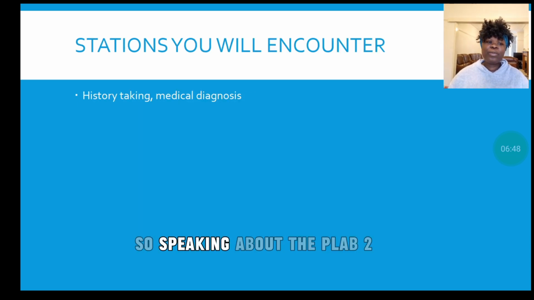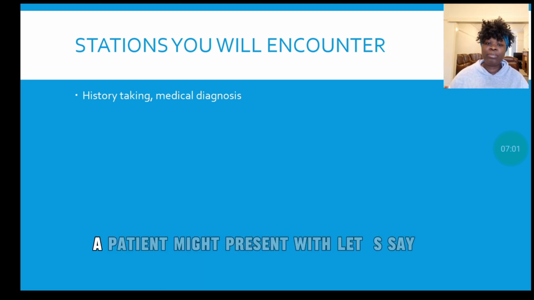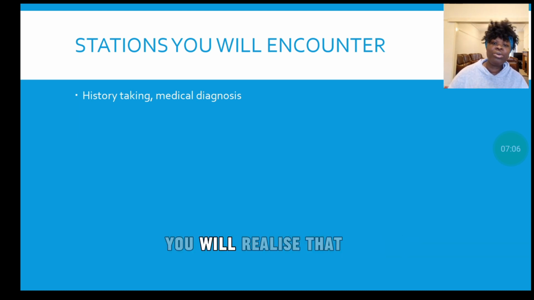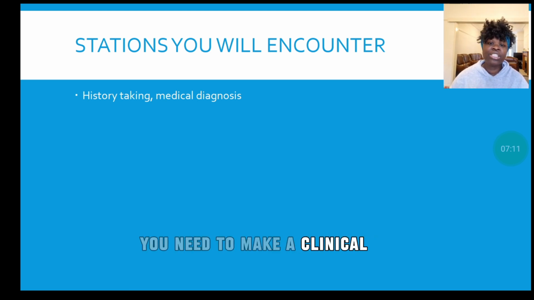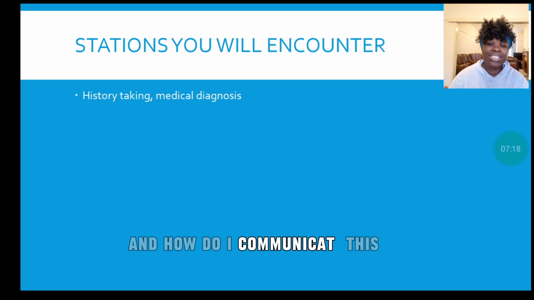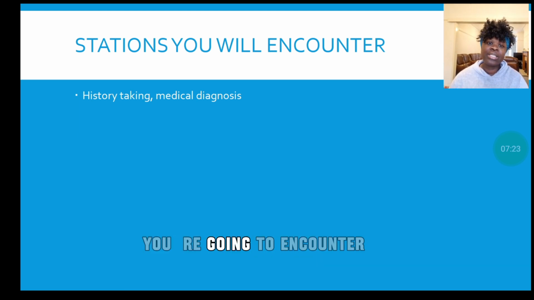All right, so speaking about the PLAB 2, what are the types of stations you will encounter? This is very, very important. For example, you will definitely get a history taking station, meaning that a patient might present with, let's say, chest pain and fever, and by the time you take a history, you will realize that your patient has pneumonia. And of course, you need to be able to make a clinical decision. Is this a pneumonia that I need to admit the patient for, or one that I can treat as an outpatient? And how do I communicate this effectively to the patient? Okay, so history taking is one of those that you're going to encounter.